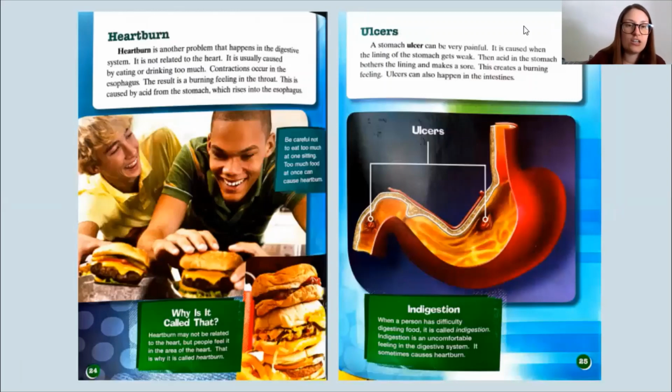And there's a section on heartburn and ulcers. Heartburn is another problem that happens in the digestive system. It's not related to the heart. It is usually caused by eating or drinking too much. A stomach ulcer can be very painful. It is caused when the lining of the stomach gets weak. Then, acid in the stomach bothers the lining and makes a sore.